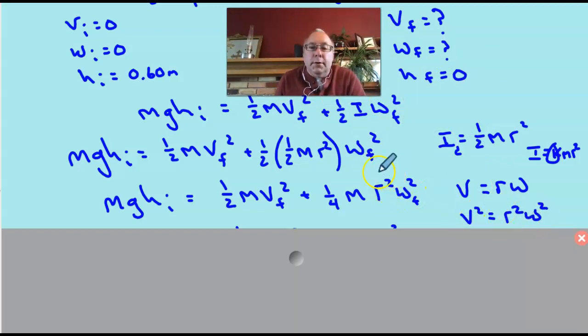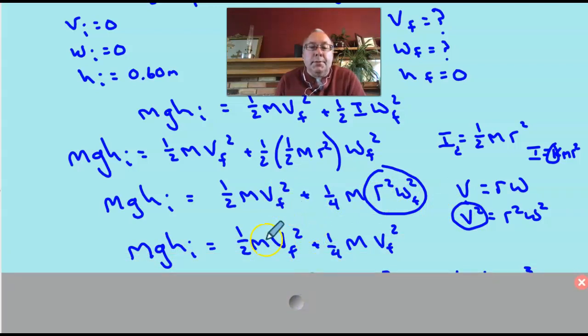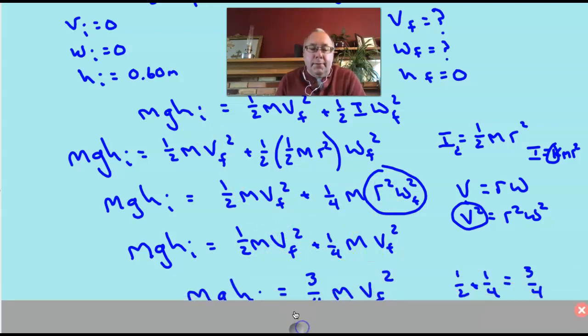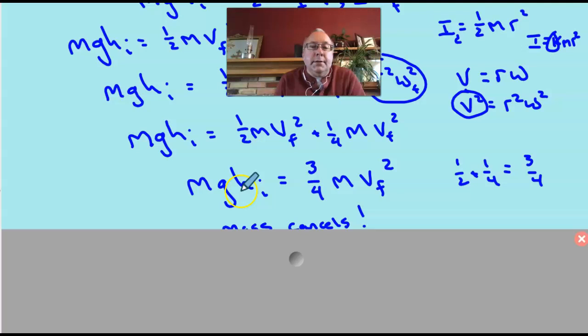So we can take this r squared omega f squared and substitute it with the vf squared. That's going to give us one thing to solve for to begin with. So our equation becomes 1/2 mv squared plus 1/4 mv squared. And now we can solve for the final translational velocity of the yo-yo. Working on down, we're left with converting all the potential energy into rotational kinetic energy and translational kinetic energy.